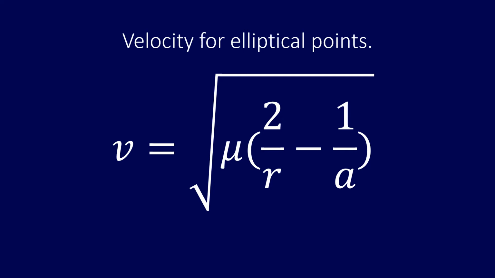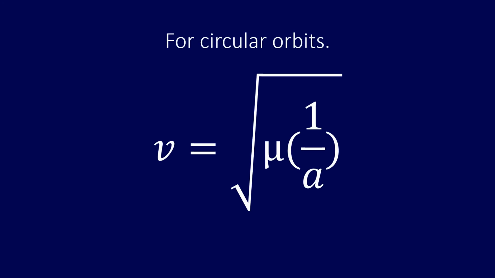But what happens when r equals a, the average or the semi-major axis? This is when we get circular orbits, as were shown in the previous topic and previous series. But this time the formula will look a bit different. It will look like V equals the square root of mu times 1 over A, the semi-major axis. This is now the exact velocity for a circular orbit.